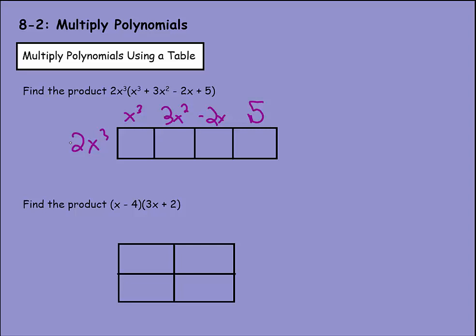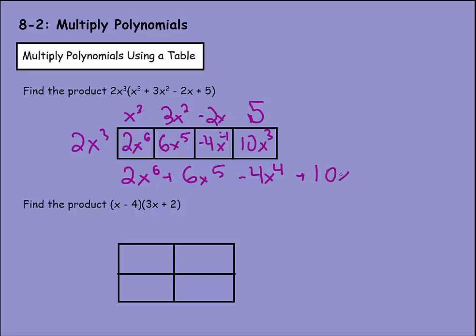Then we can multiply this 2x to the third times each of these monomials. So 2x to the third times x to the third would give me 2x to the sixth, since we add those exponents together. This would give me 6x to the fifth. This is a negative, so it would be negative 4x to the fourth. And this would give me 10x to the third. So then this would become my polynomial: 2x to the sixth plus 6x to the fifth minus 4x to the fourth plus 10x to the third. And that's the product.